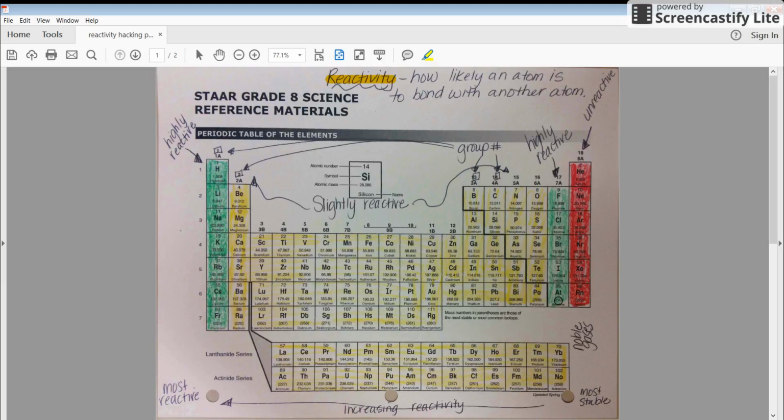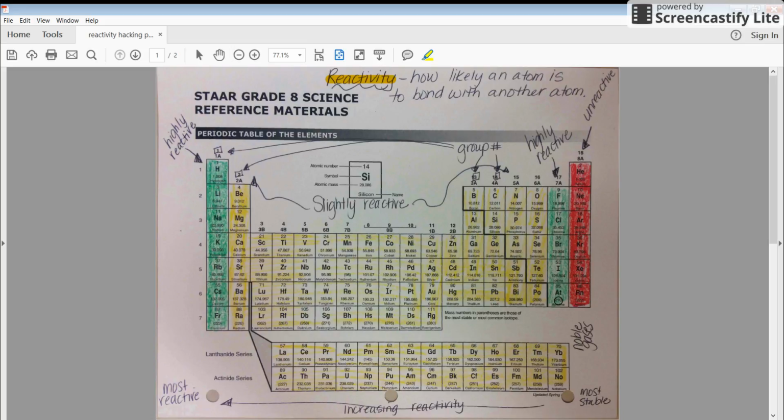And that's why we do this like a stoplight, green being go, like highly reactive. They are ready to share their electrons with other atoms very easily, and it's not hard to do. So they are very likely to bond, and it's not hard.